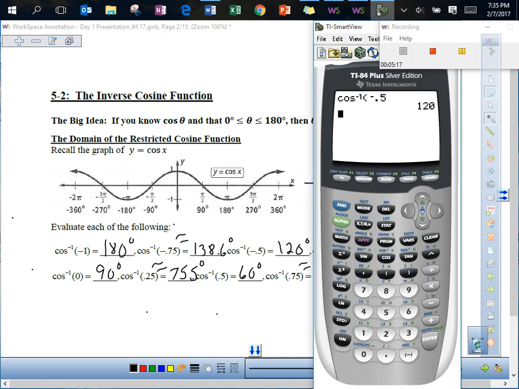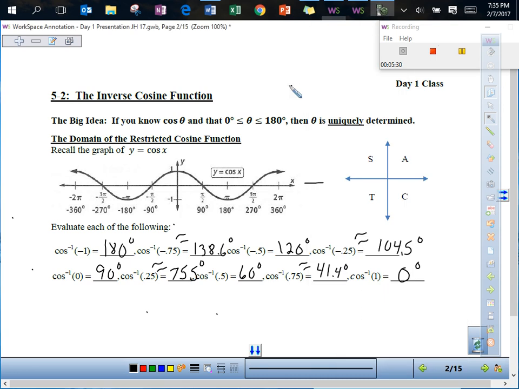Well, watch this. Let's go inverse cosine of something like 2. Once I hit enter, notice that I get an error. The reason I get an error is because the range of the cosine function is from -1 to 1. That means you're not allowed to type in anything bigger or smaller than a 1 or -1. So I'm only allowed to type in -1 to 1.